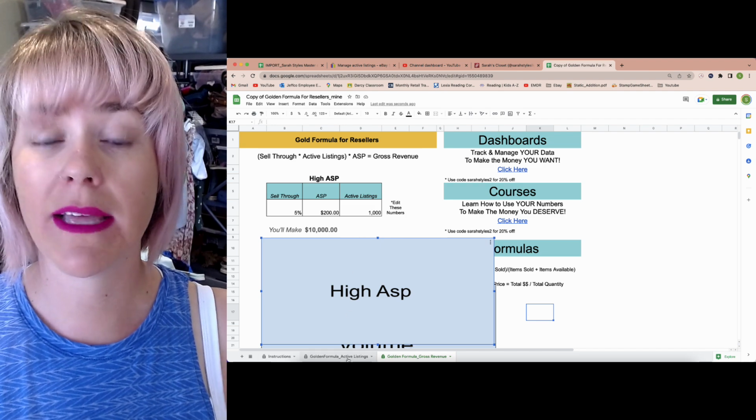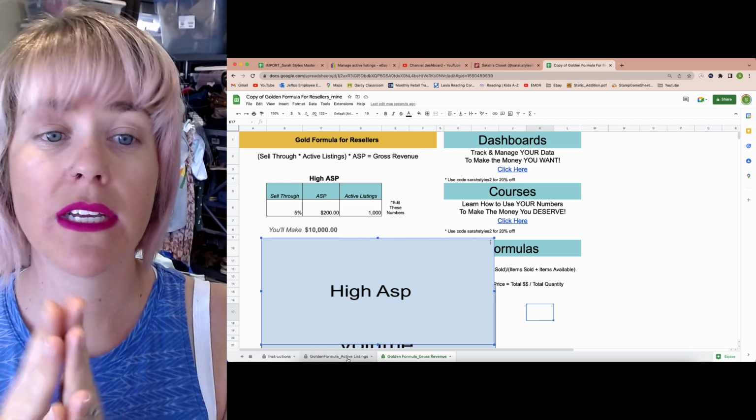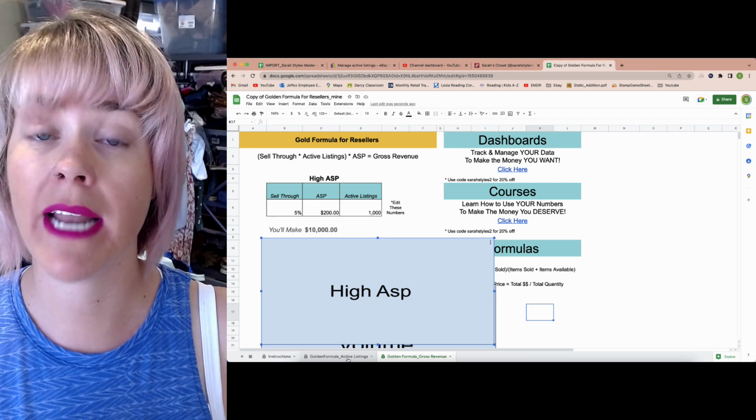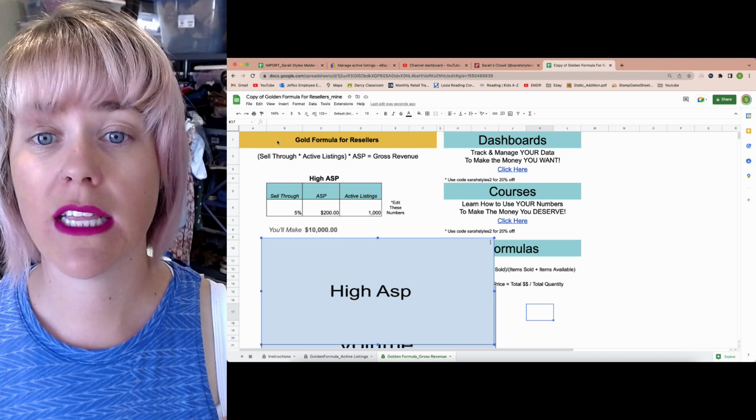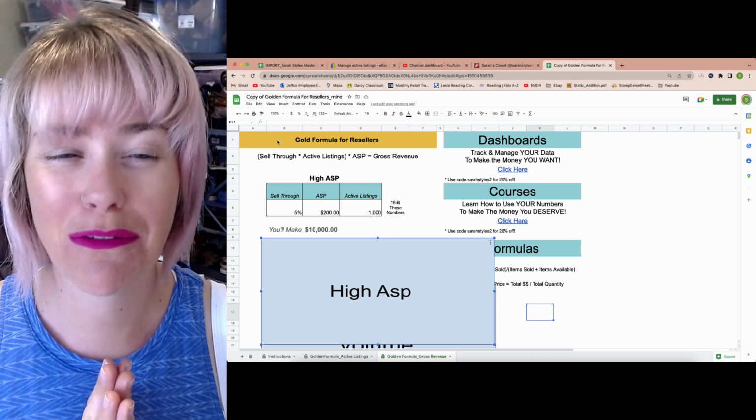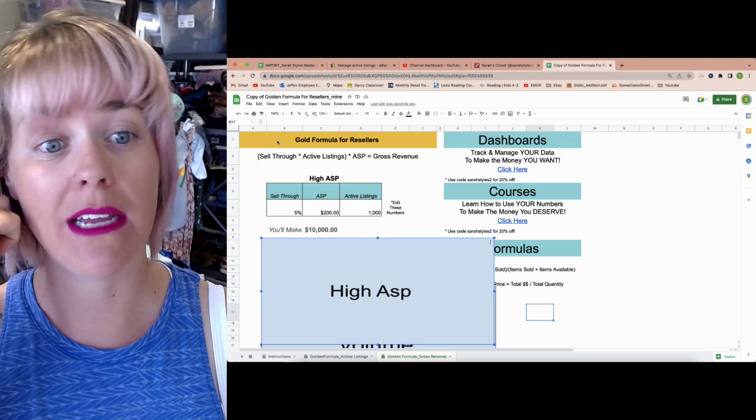There's also a tab that uses the golden formula for resellers, and you change the numbers and it'll tell you how many active listings you need to have based off of your numbers. If you don't like doing that and you want something to do it for you, like I said, the dashboards do all of this for you and more.